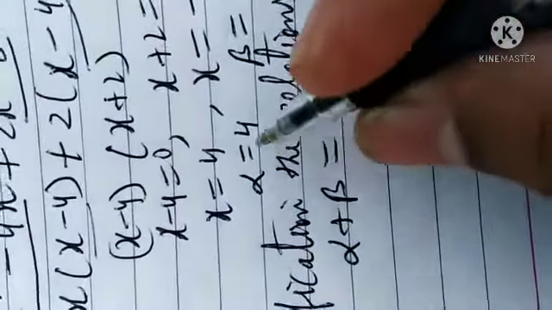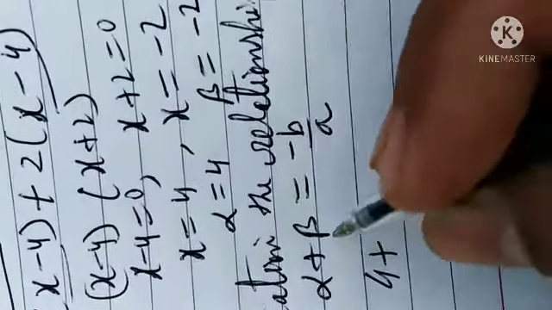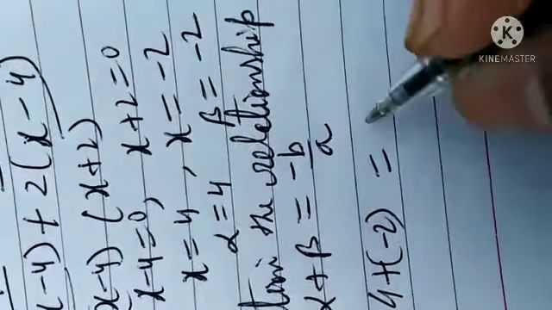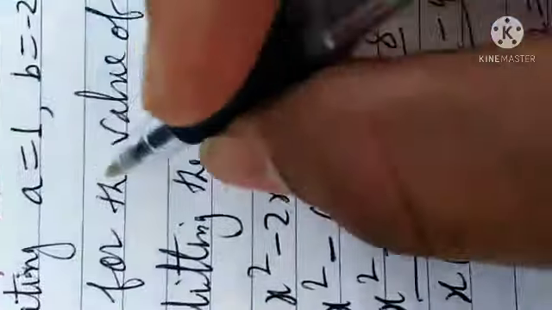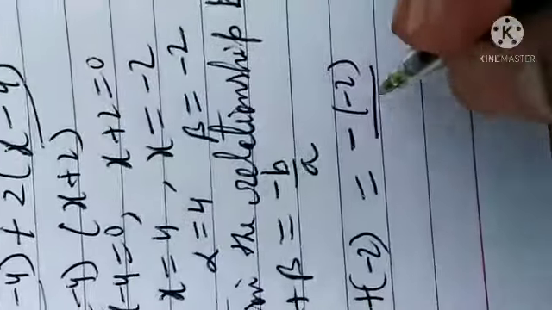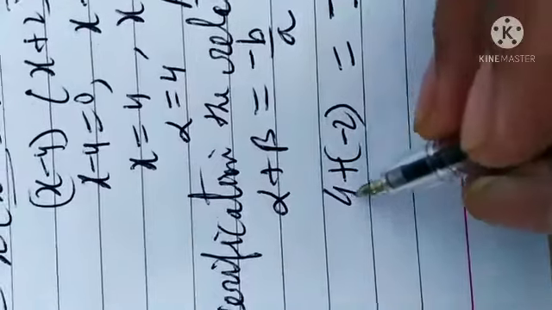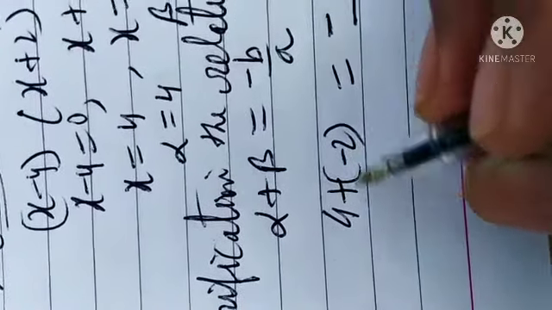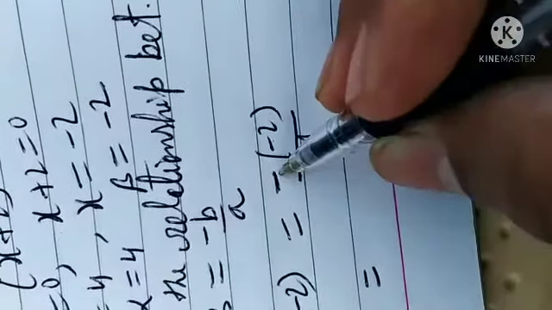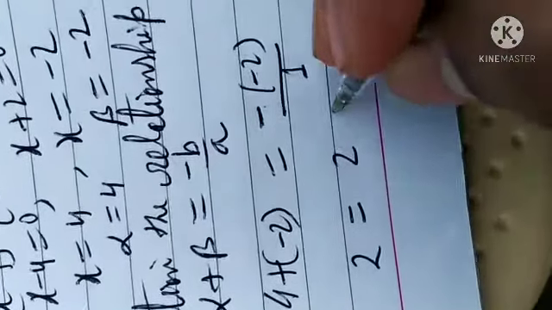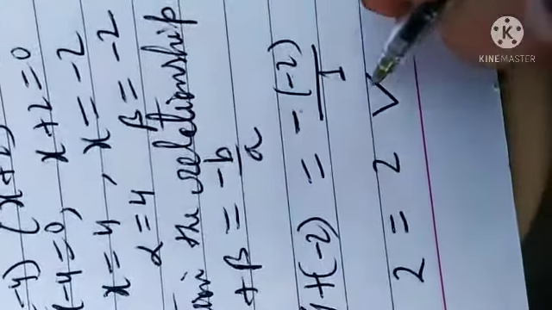So what is alpha? Alpha is 4, put here 4, plus what is beta? Beta is minus 2, put here minus 2, is equal to minus b. What is the value of b? The value of b is minus 2, so put here minus 2. And what is the value of a? The value of a is 1, so write here 1. Now see, 4 plus minus 2 means 4 minus 2 is 2 only, and here minus minus plus, so that is 2 only. So the first relationship is verified.